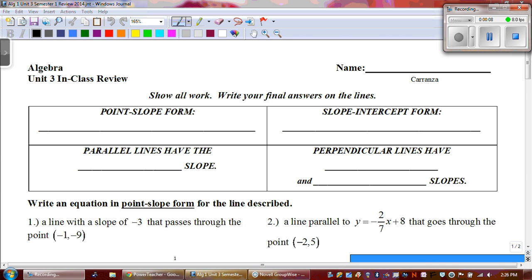Remember to show all your work and to write your final answers on the line. Now, if you don't know some of these formulas, this would be perfect to write on that 3x5 note card that you get for your final.